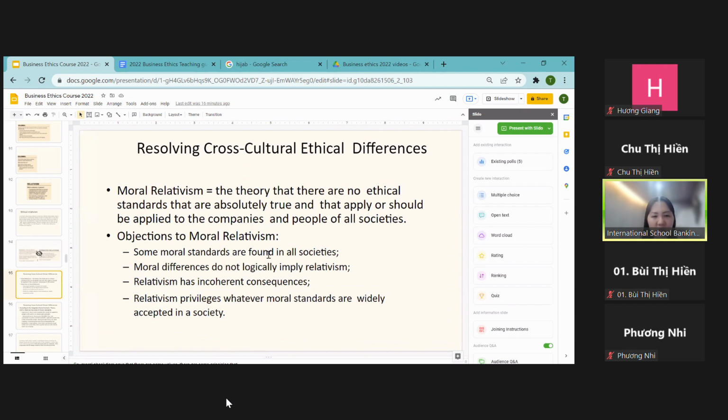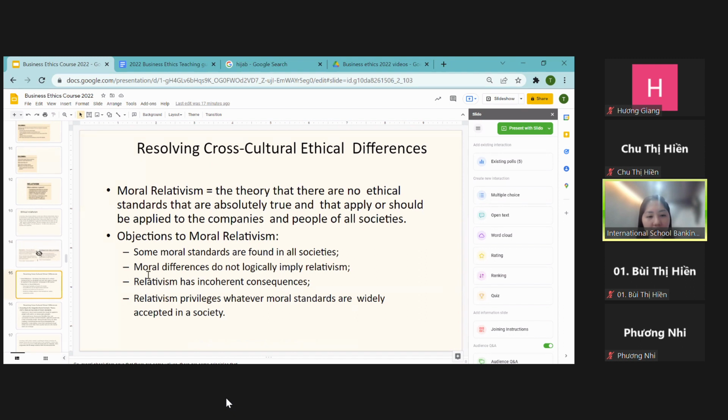However, this theory has several objections. The first objection is that some moral standards are found in all societies, okay? Even though different societies have different standards, there are some standards that are the same, universal standards, the international moral standards that we can see everywhere. For example, killing is bad. Killing is bad, it is true everywhere, okay? And they think that when we have a universal moral standard and a local moral standard, we should prioritize the universal, international moral standard higher than the local standard.